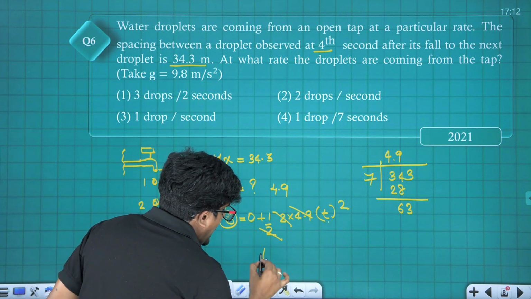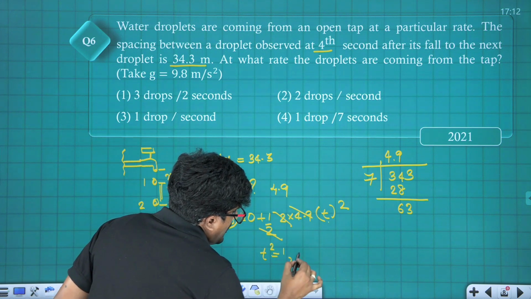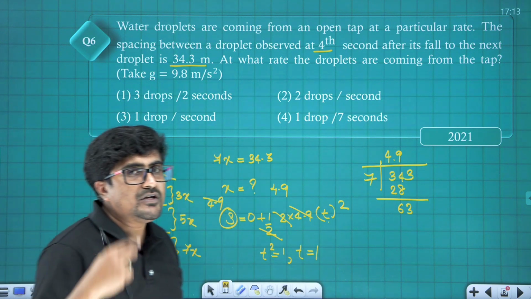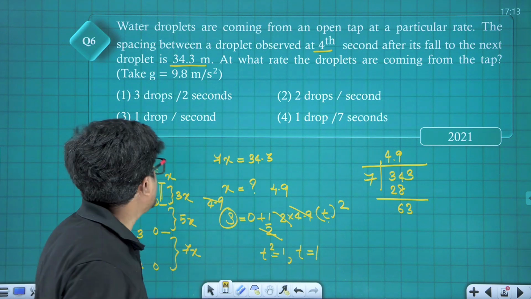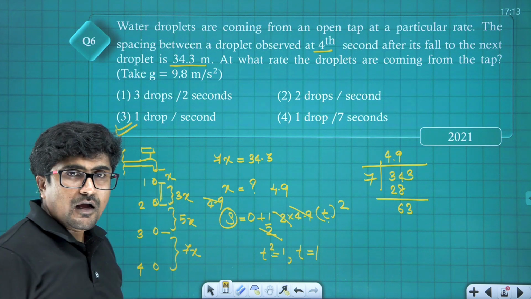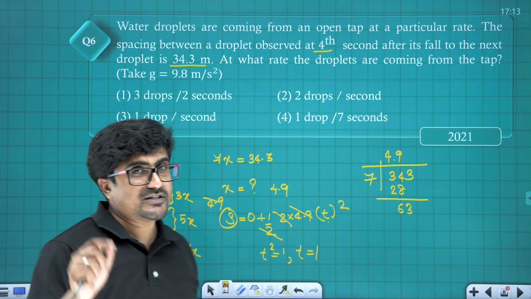So here I am getting t square is equal to 1, or t is coming as 1 second. That means the time gap between 2 successive drops is 1 second, which means it is 1 drop per second. I hope you got it right. Next one is question number 7.